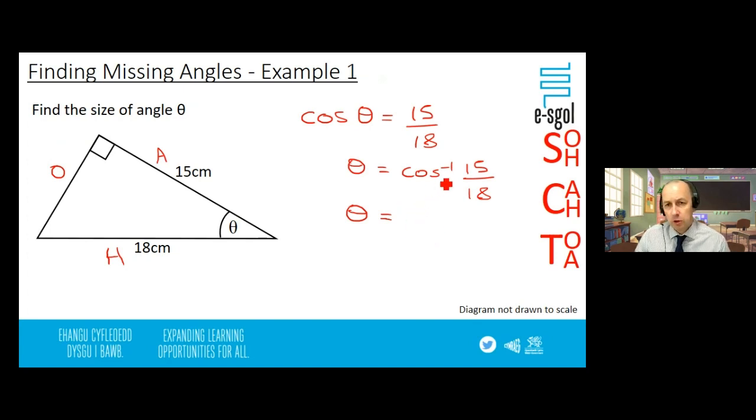So cos to the -1, 15 divided by 18, and it comes up as 33.6. Be careful here, it's not 33.6 centimeters, which is a really common mistake. It's 33.6 degrees. So remember, we found an angle in this question, the angle represented with theta, and again, I rounded that answer to 1 decimal place.